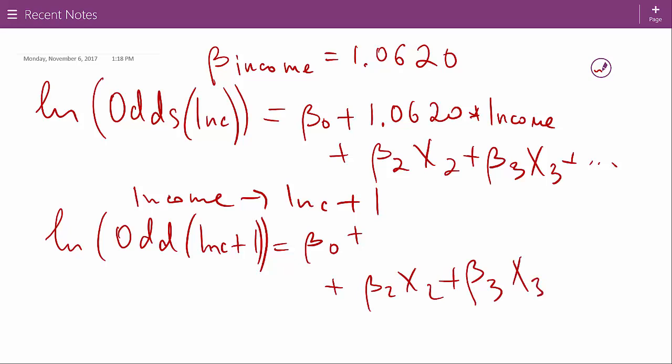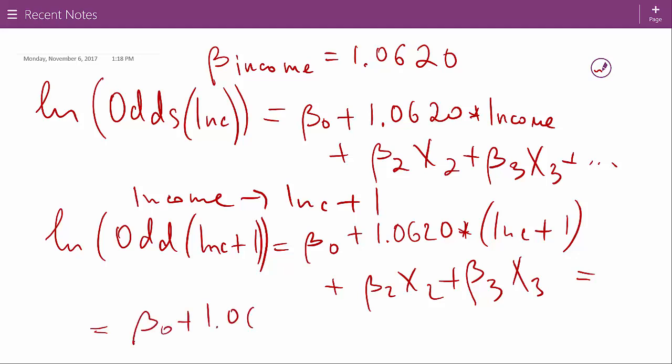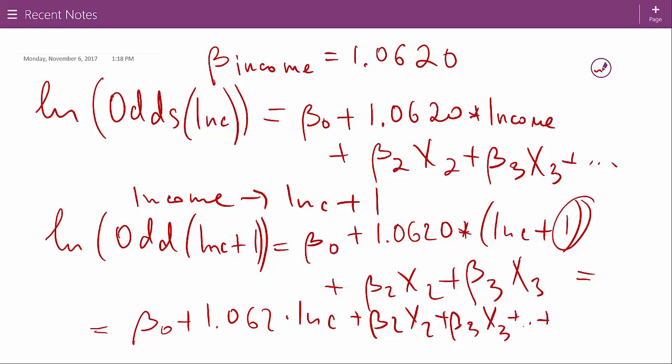All of that is the same, but here I have 1.0620 times a new value. It's going to become income plus 1. So therefore, what will happen is beta 0 plus 1.062 times income, old level, plus beta 2x2 plus beta 3x3, plus the rest of them, and then finally this unit that I added, my income plus 1, gives me 1.062 into the equation. So that's what's going to happen.